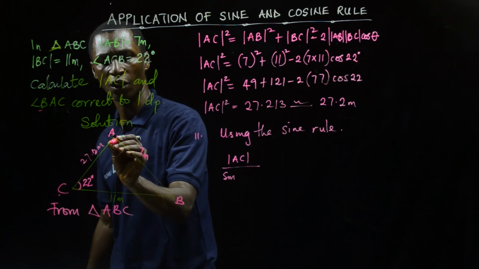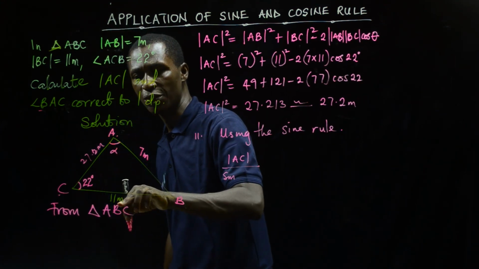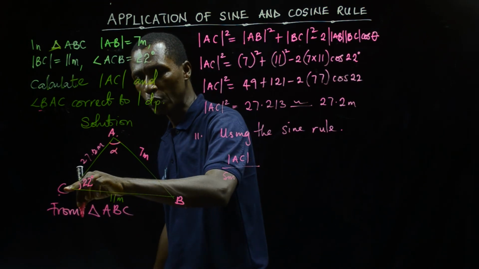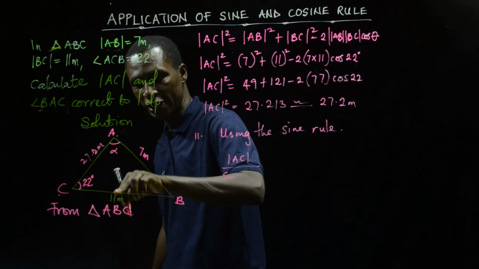BAC. So the angle must be here. So you can put, let's say, alpha here. So BAC is facing 11. So you must first consider this part and the angle here. This part is facing 11.